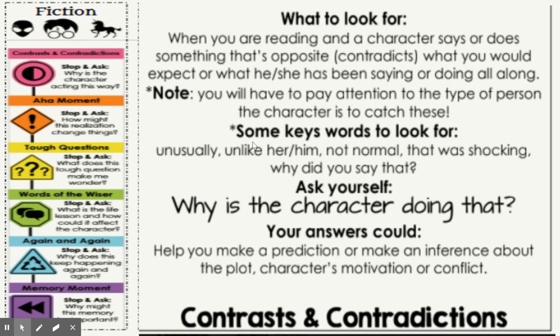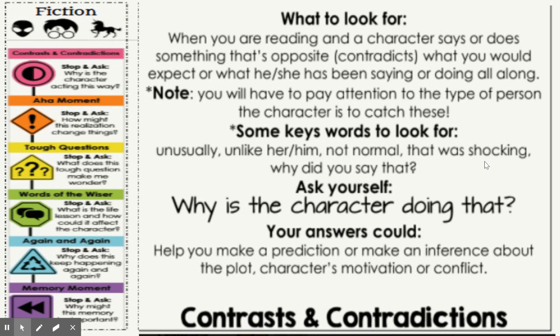So when you're reading and a character says or does something that's opposite of what you expect or what they've been saying all along, or the situation seems to be opposite of our typical reality, you're going to need to pay attention to the way characters act previously, but also pay attention to the setting that the author is trying to present for you. Some of the key words that you can also look for in a text that would help you to find these moments are words like unusually, unlike her or him, not normal, this was shocking, why did they say that, that kind of thing.